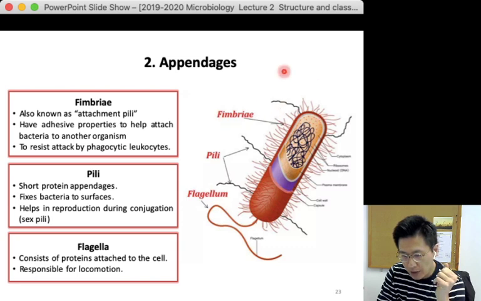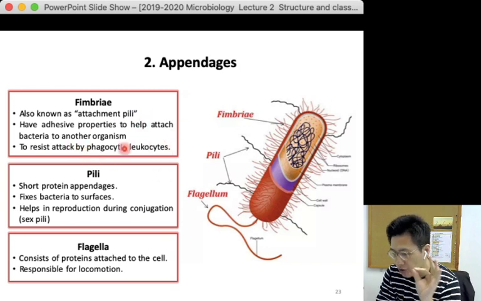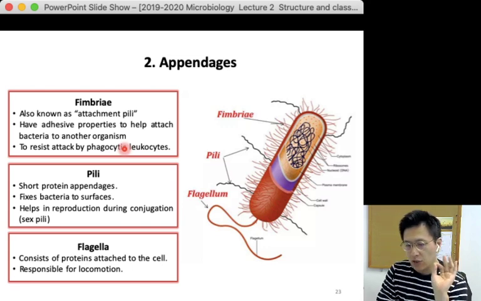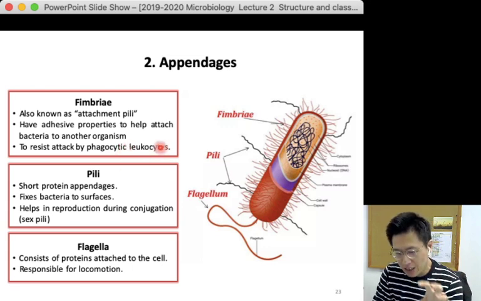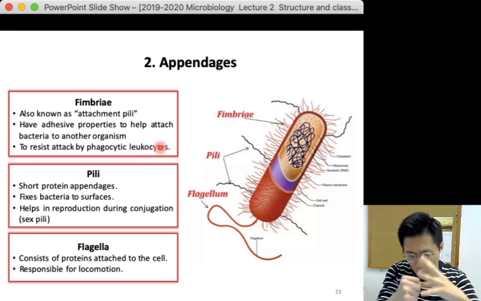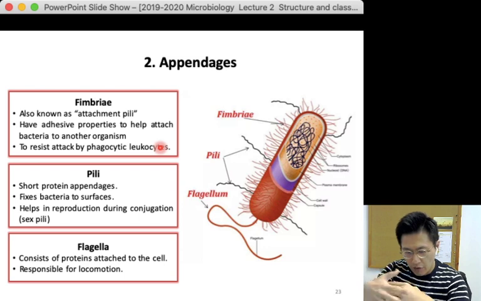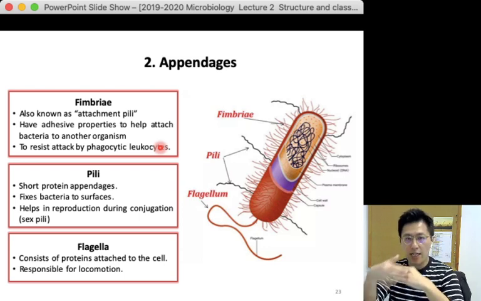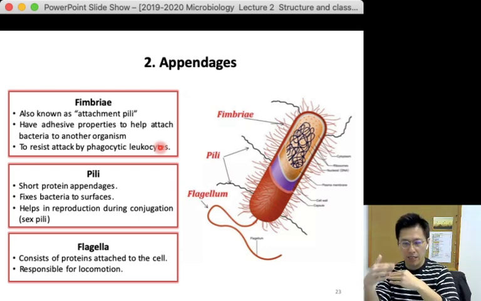And the final one is the fimbriae, the fin blade. The fimbriae is also known as attachment pili, and they help to avoid the surveillance of the leukocyte. Remember, leukocyte is from the first lecture on white blood cells. The white blood cells can eat the bacteria, so the bacteria has the pili to cover them and avoid the surveillance.